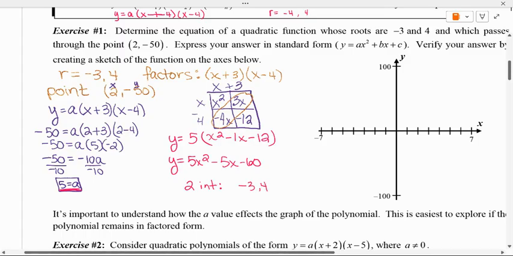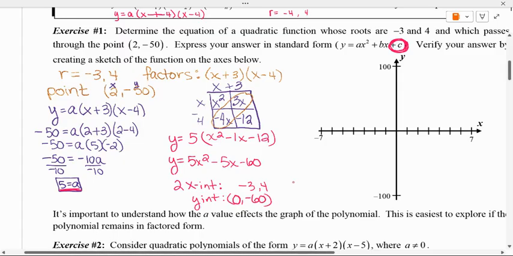Negative 3 and 4. I know the y-intercept, which is what? I'm going to rewrite this as 2 x-intercepts. What is my y-intercept? Think about what you learned last year or in Math 1. For ax squared plus bx plus c, a quadratic function, what is the y-intercept? It's c. So the y-intercept happens at the ordered pair 0, negative 60.